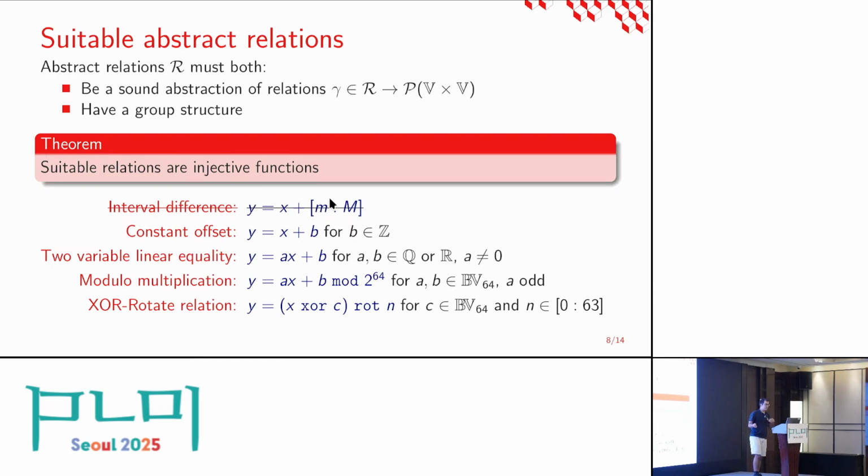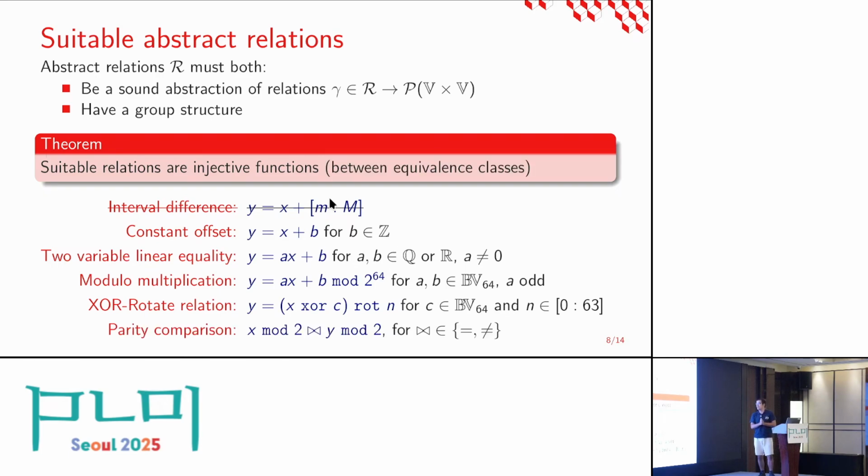Obviously, both XOR and rotation are injective functions, so their composition is as well. And actually, our requirement is a bit weaker than what I've just said. It's not injective functions between the variable values, but it's injective functions between equivalence classes of the variables values, which allows us to have things like this parity comparison relation, which just says if the variables have the same parity or not. Obviously, that's not injective on the whole space of possible integer values, but it is on integers quotiented by modulo 2.